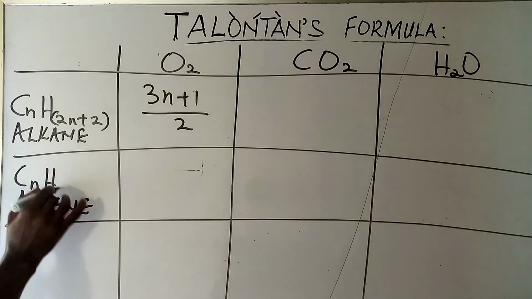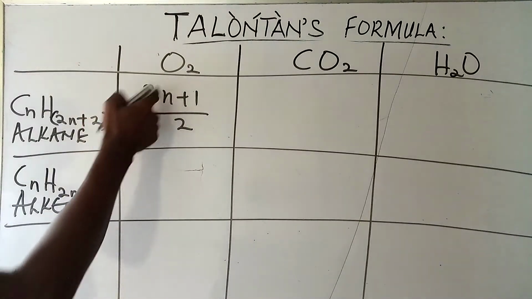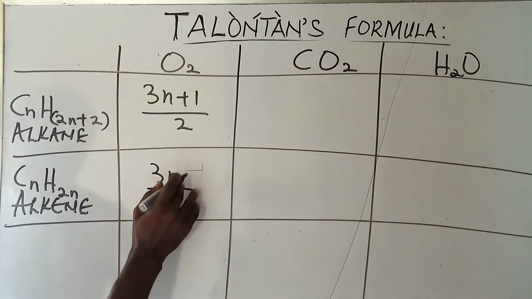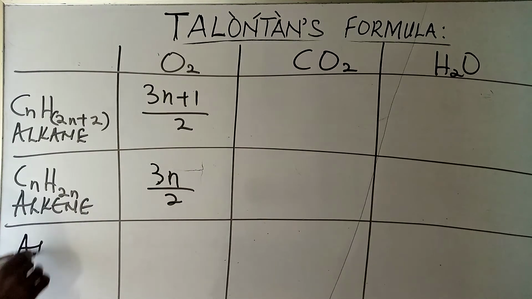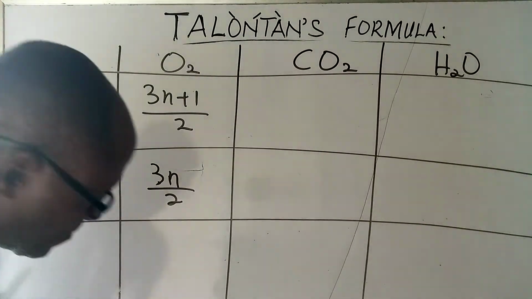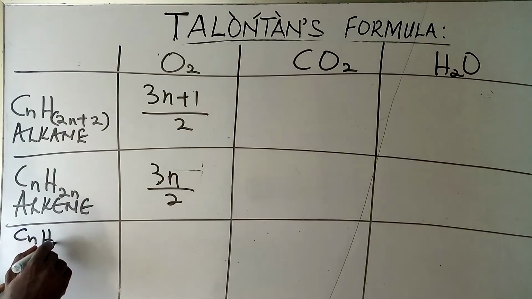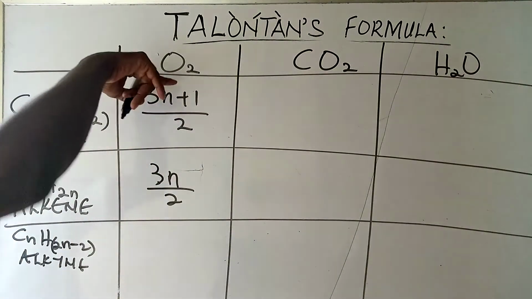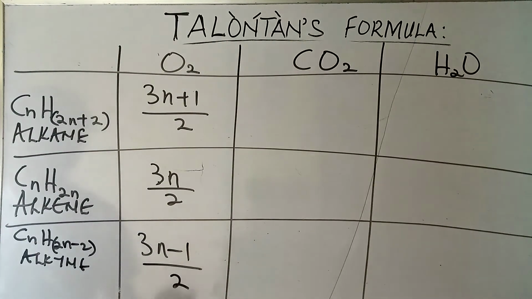If I now want to derive that of alkene with general molecular formula CnH2n, all I need to do is to remove 1 from the numerator of the coefficient of oxygen in alkane. So when I remove 1, it will give me 3n/2. And if I want to get that of alkyne, with general molecular formula CnH2n-2, all I need to do is to remove 2 from the numerator of alkane. That will now give me (3n-1)/2. So I remove 1 to get this, I remove 2 to get this from alkane.